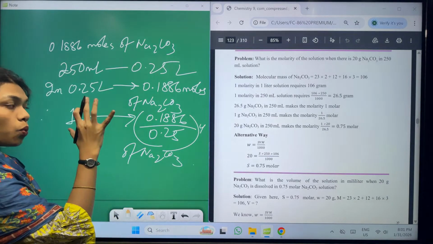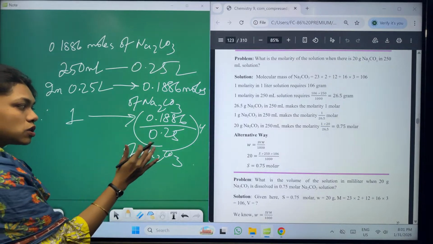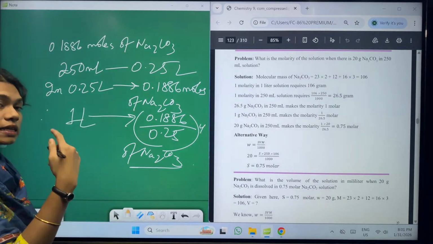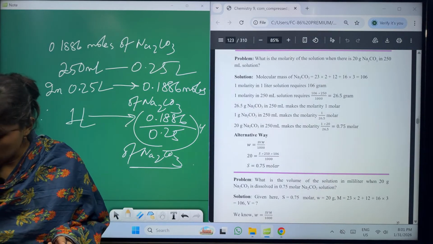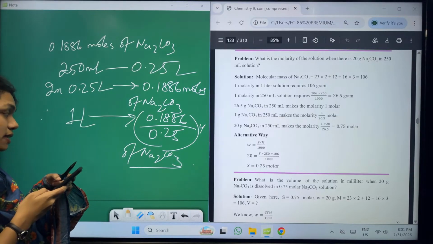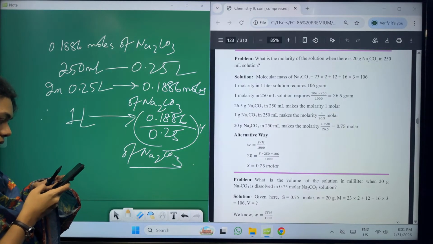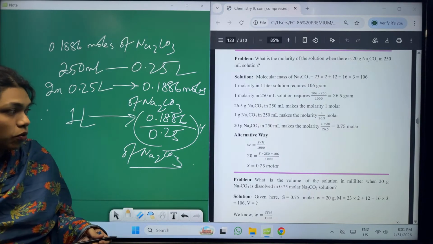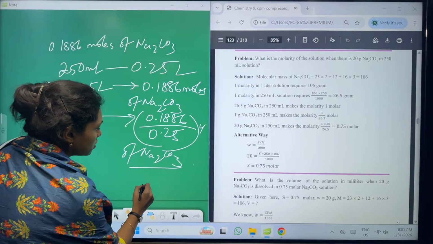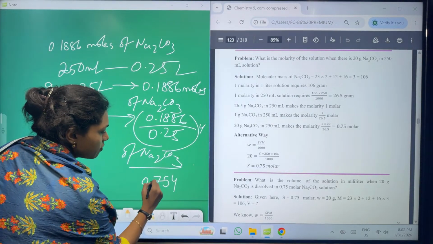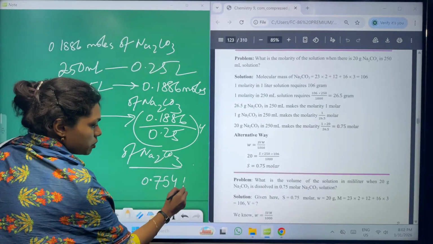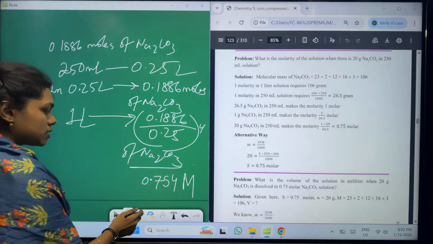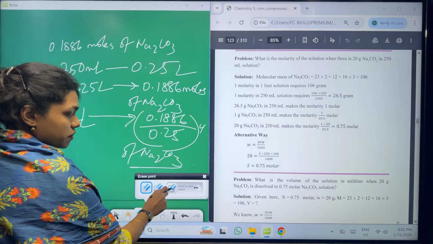And remember, whatever moles of any substance or any solute that we have in a 1 liter solution is the molarity of that substance. So let us calculate. 0.1886 divided by 0.25, that is 0.754. Our molarity is 0.754, and we always represent molarity with a capital M. Okay? Good. Did you understand? If you did not, please let us know in the comment below. We're going to be fast because we have to finish all the mathematical problems.